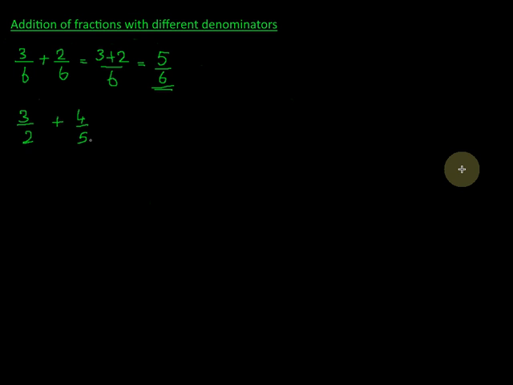Is 5 divisible by 2? No, 5 is not divisible by 2. So now let's check the next smallest multiple of 5 which is divisible by 2. Let's go to the next one, which is 10. Yes, 10 is the smallest multiple of 5 that is divisible by 2. Okay, so we can write the common denominator as 10 here.